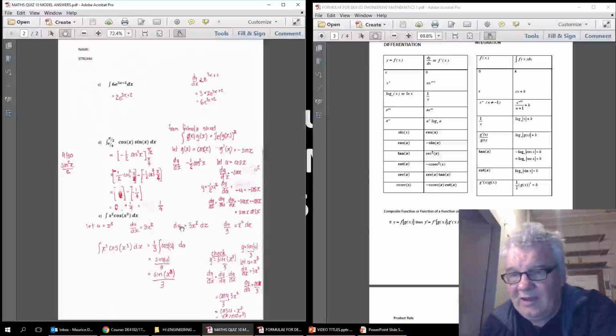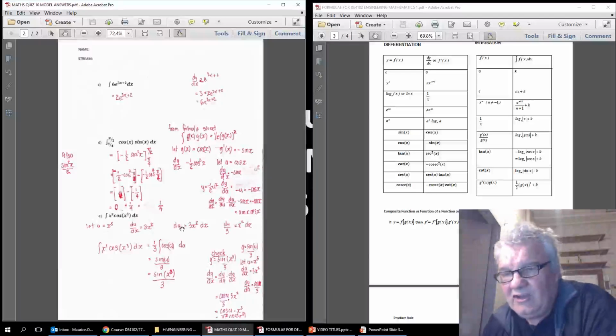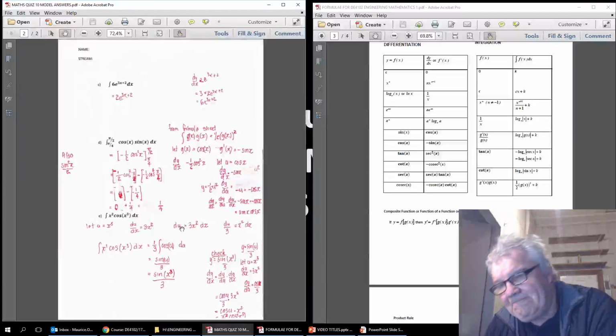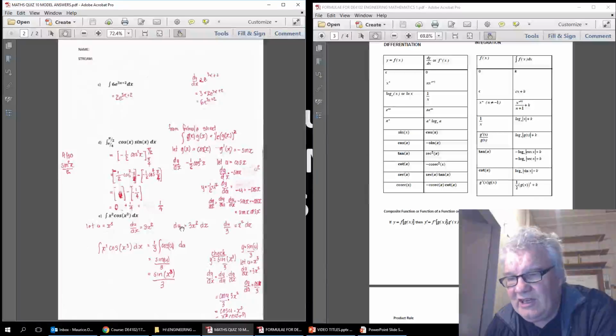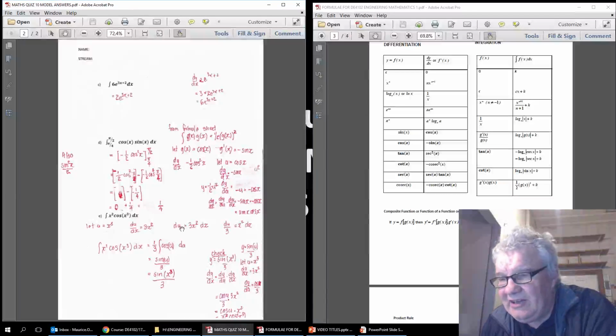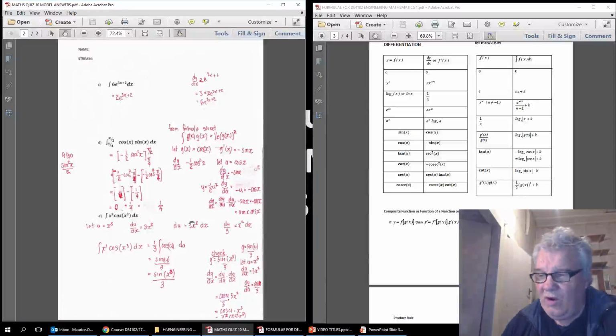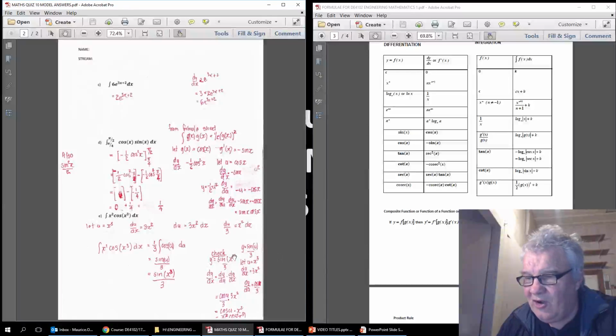So let's check that out. What we did is we substituted u for x cubed, and then we differentiated that to see how it all worked out. So we get y equals sine x cubed over 3. So y equals, let u equal x cubed, so y equals sine u over a third.